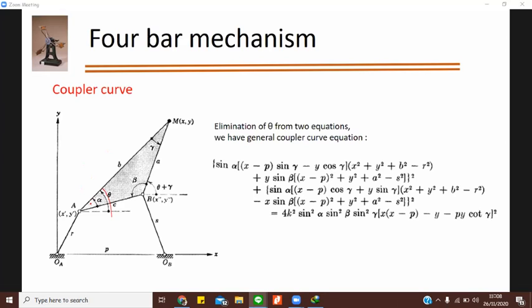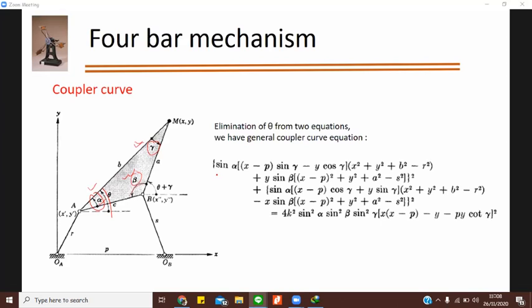Okay, and we already know alpha because your coupler angle is fixed. This beta is also known, and this gamma is also known. In your equation, you just basically have to replace your theta with the known values of alpha, beta, and gamma. So you have to define your theta in such a way that it is defined in terms of alpha, beta, and gamma, and you just have to enter it over there in the equation.